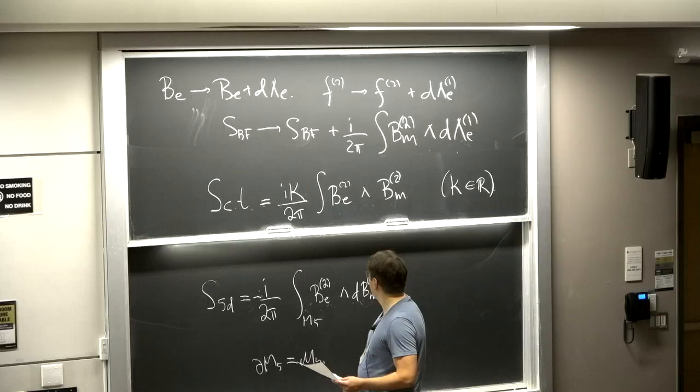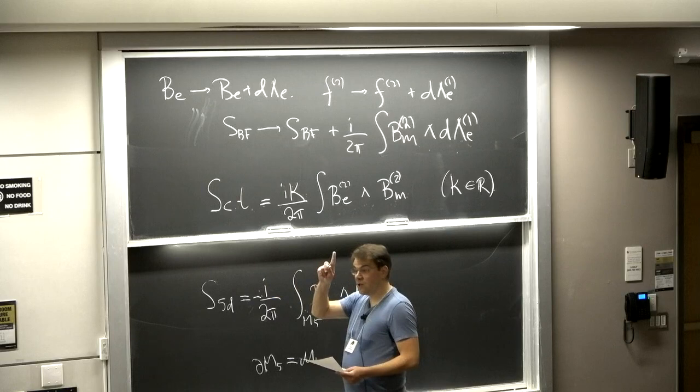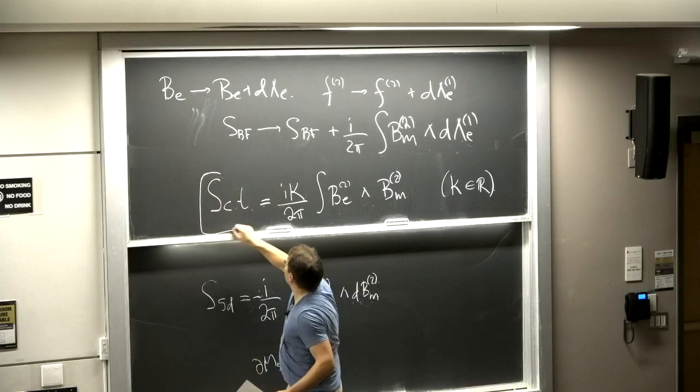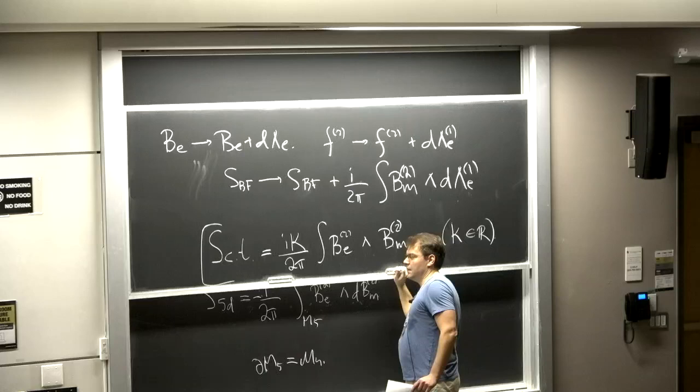Are you talking about here? Yeah. The coefficient here is one. This is not the anomaly, this is a counter term. Ignore that. This is the anomaly, and there's a coefficient 1. Yeah. Other questions?